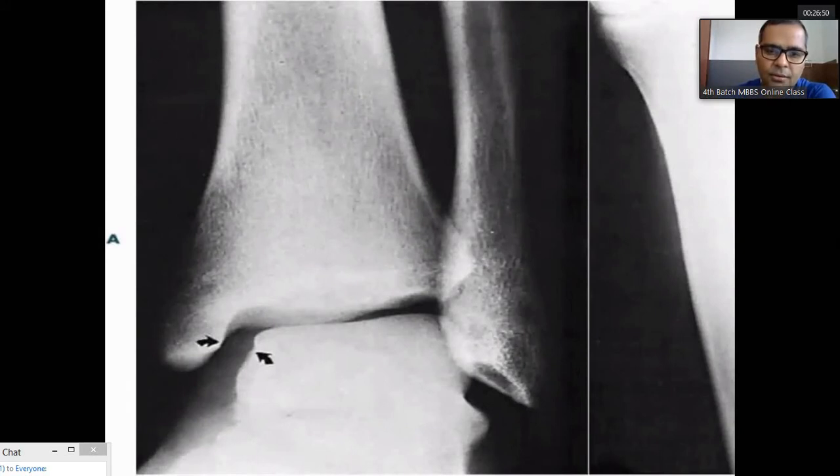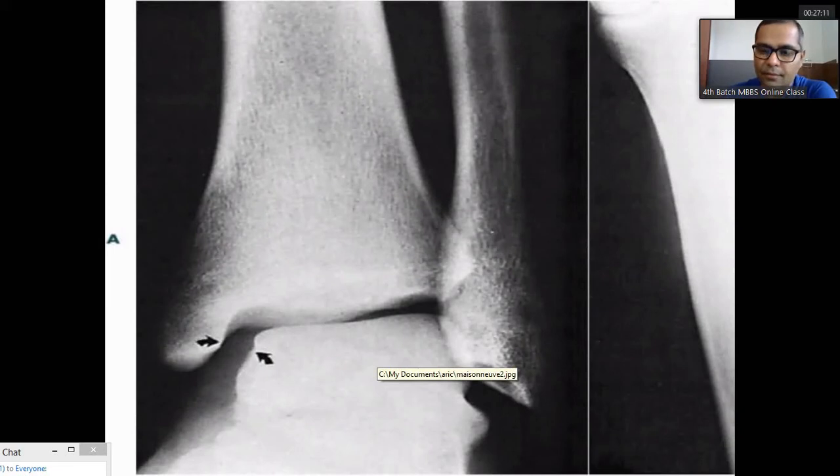when we evaluate, actually the principle of X-ray is inclusion of two bones, two joints, two views, at two times, meaning at the time of injury, and sometimes after 1 week or 10 days. These are the principles of the X-ray.